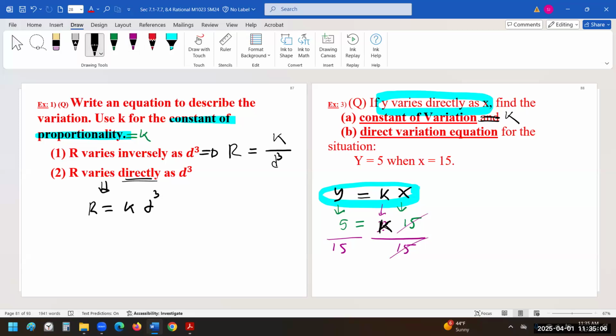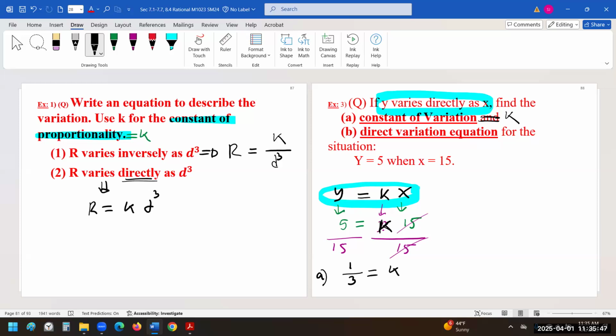Now you have your K alone. And what is 5 divided by 15? Can you reduce that? Both 5 and 15 are divisible by which number? So if you divide them by 5, what do you have? 1/3. 5 divided by 5 is 1. 15 divided by 5 is 3. So 1/3. So this is the answer for A. What is your value for K? Oh, X and Y, they're changing directly with a factor of 1/3.